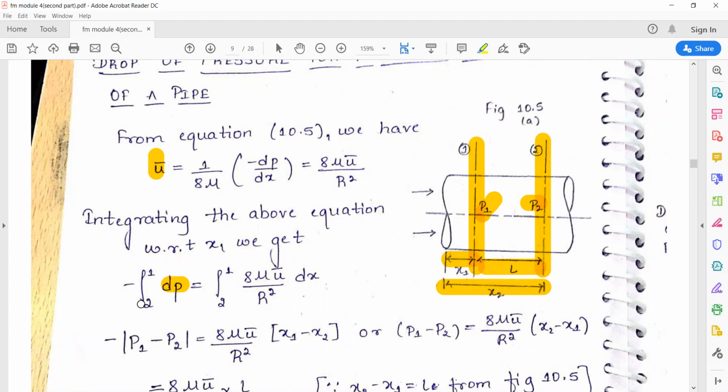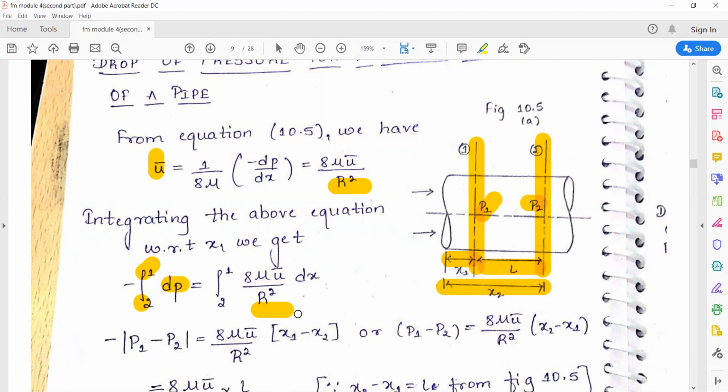within the limits 2 to 1, between section 2 and section 1. So if you integrate the pressure, you'll get the total pressure, meaning P1 and P2 within the limits 2 to 1. If you integrate dP, it becomes P1 minus P2 in the next step. So integration within the limit 2 to 1 of dP is equal to 2 to 1 of 8 mu u bar r square by dx. So this is the previous step they have written.